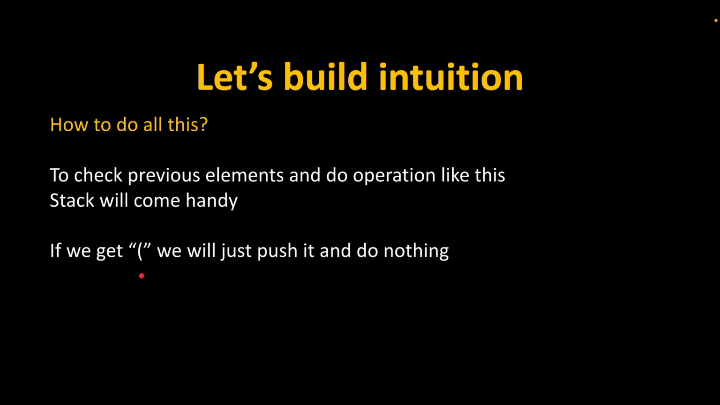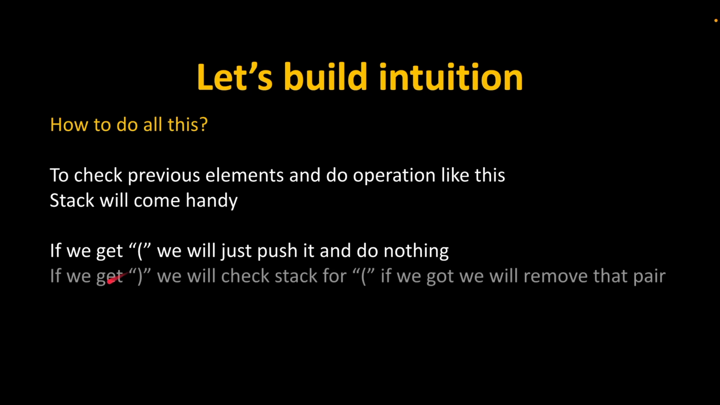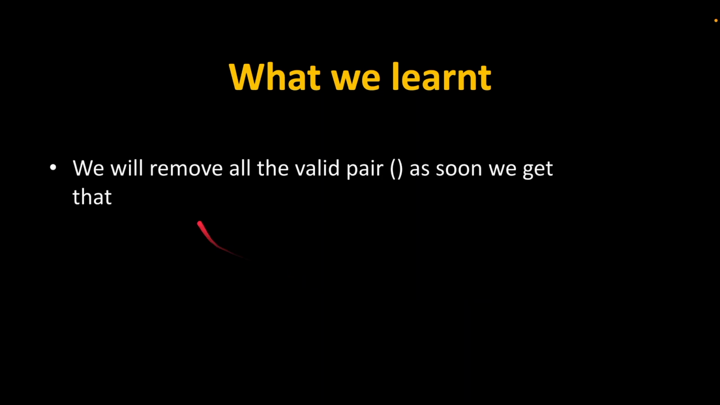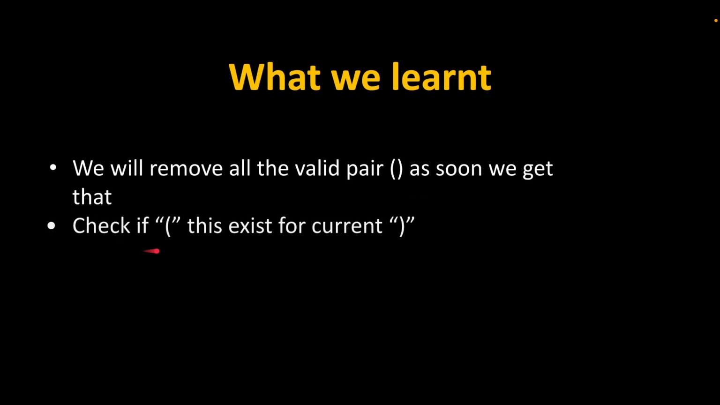So if we get the open bracket, we will just push it and do nothing, because in the intuition part also we didn't do anything when we got the open bracket. But when we get the close bracket, we check the earlier open bracket and try to make the pair, and if the pair exists, then we'll just remove that pair. So what we learned, we will remove all the valid pairs as soon as we get them, and check if there exists an open bracket for the current close bracket, and if it doesn't exist, then it is not valid.